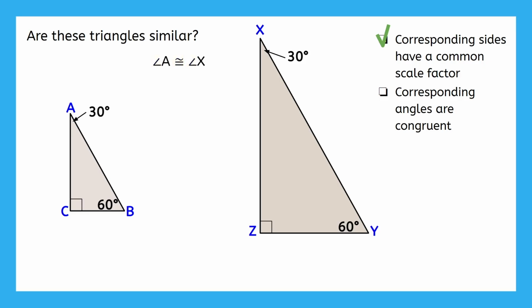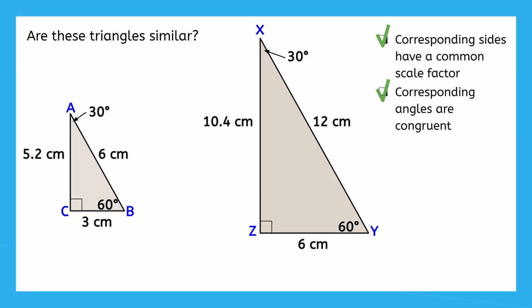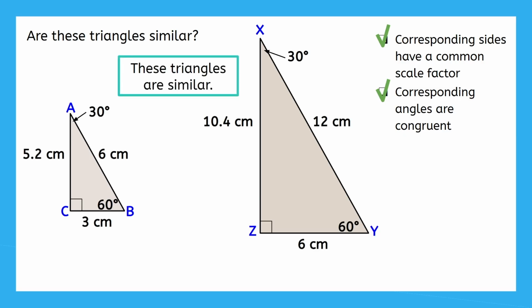Angles B and Y are also corresponding, and since they both measure 60 degrees, they are congruent to each other. And finally, there's corresponding angles C and Z. Since they're both right angles, meaning they measure 90 degrees, we could say that they're congruent as well. All three pairs of corresponding angles are congruent. Since we verified everything on our similarity checklist, we can confidently say that these triangles are similar.